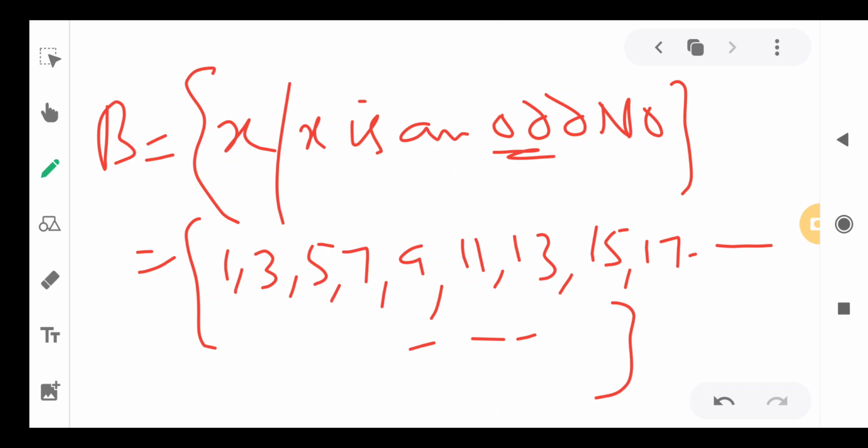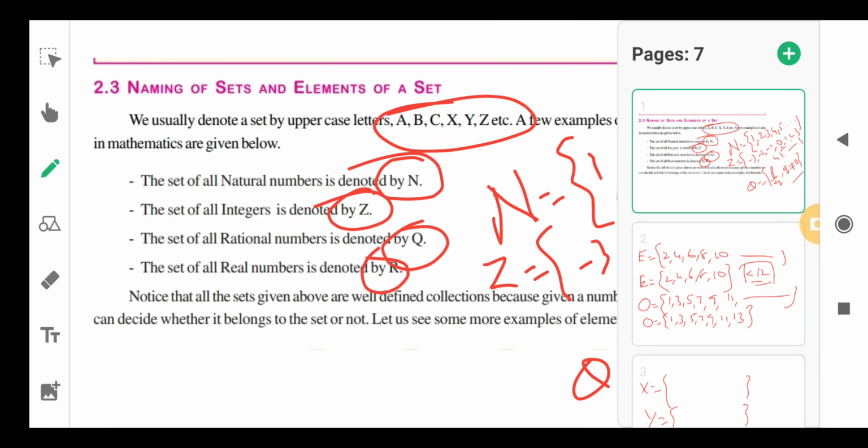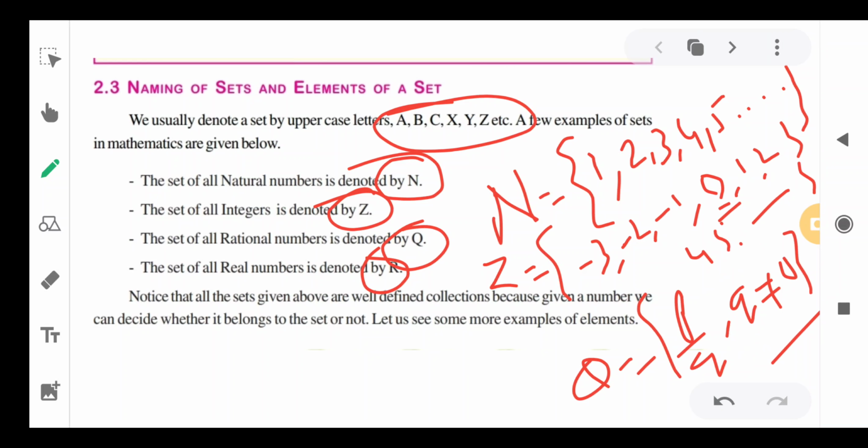So the roster form and the set builder form are the two methods. Writing all the elements is what we call the roster form, and writing with a property is what we call the set builder form. Okay, we'll stop here.